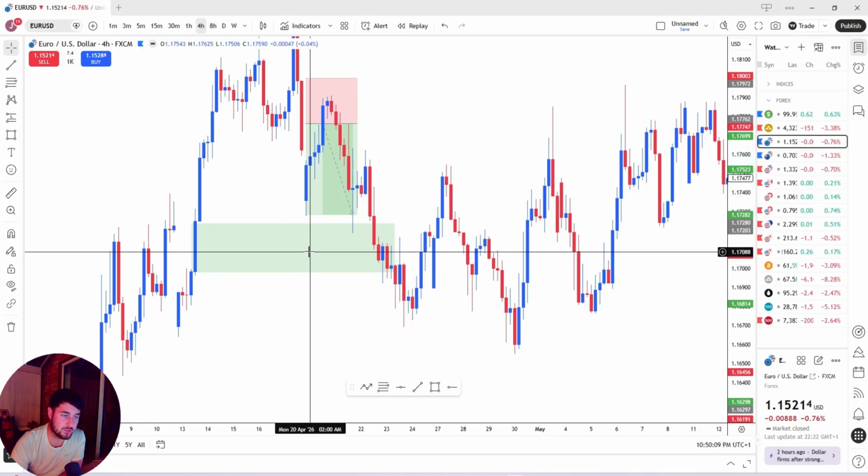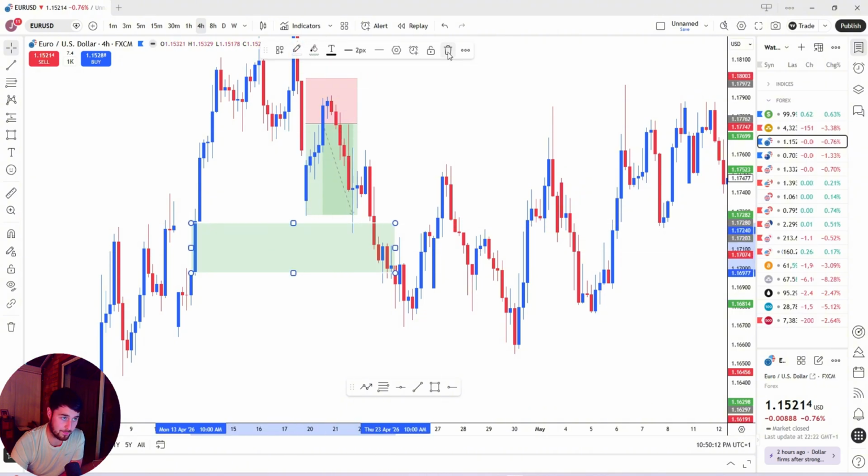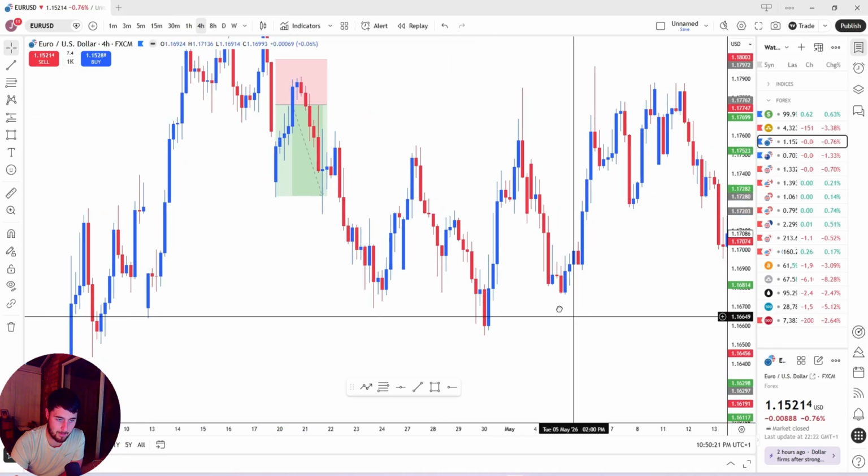If you're entering off the imbalance, you normally drop down to a smaller time frame, the 1 hour or 30 minutes. You don't really want to go any lower because you get all the noise and all that sort of stuff. You don't want to be involved in that.